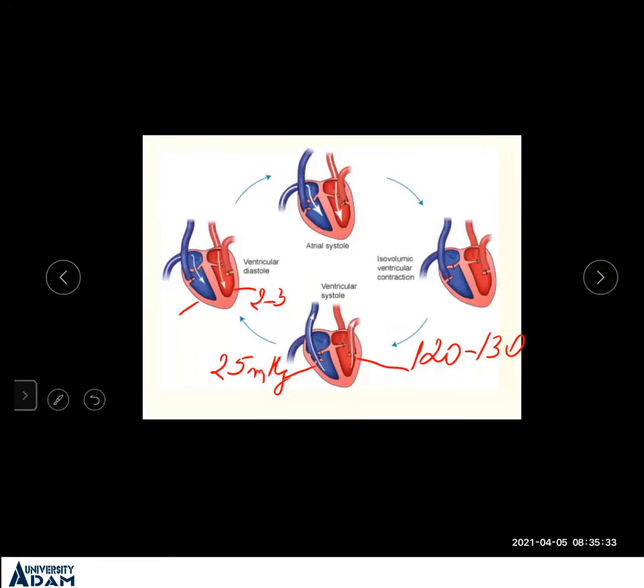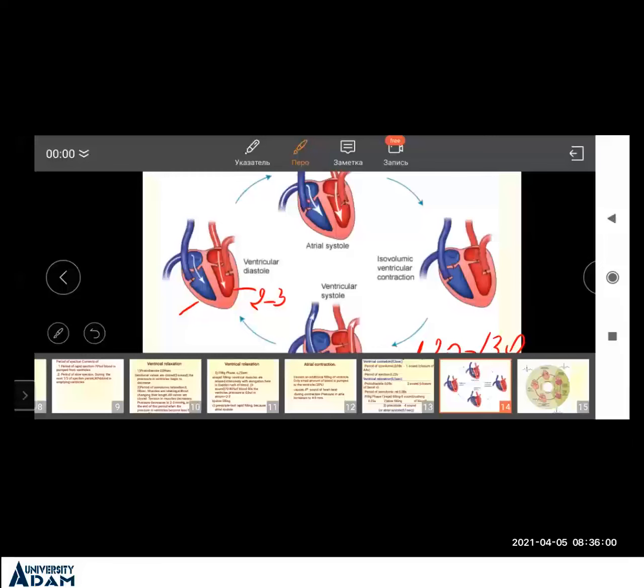In the right ventricle, is it the same? Ma'am, in the right ventricle, diastolic pressure can be about 3 to 7 millimeters Hg. Yes, it also decreases.